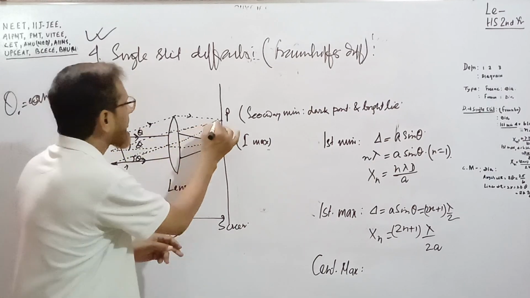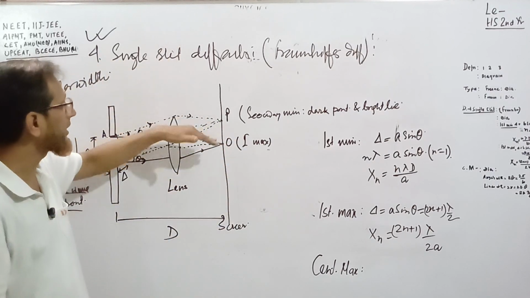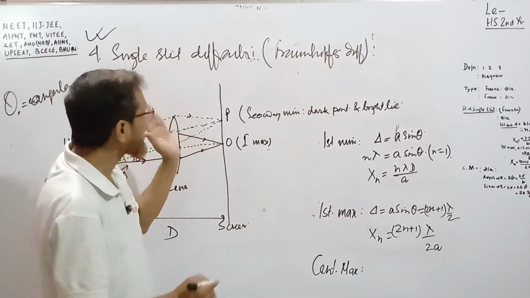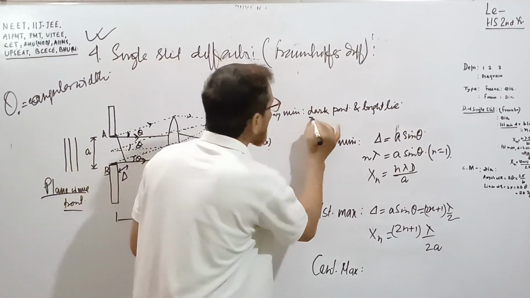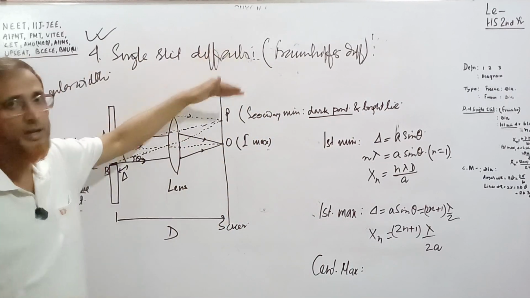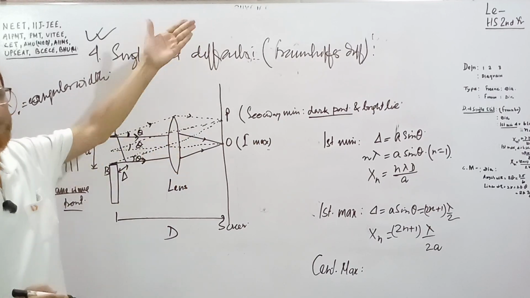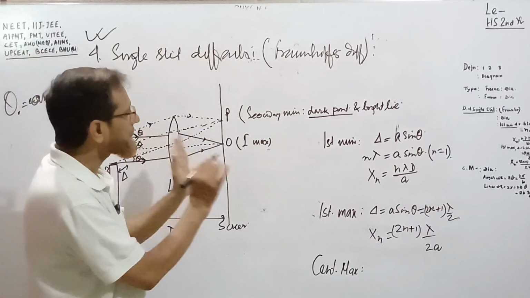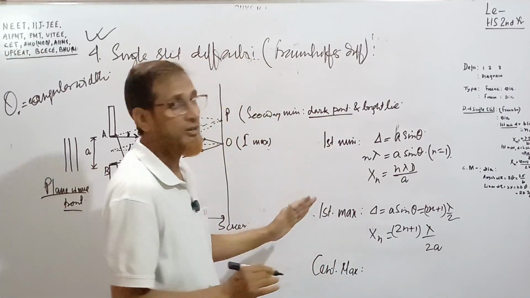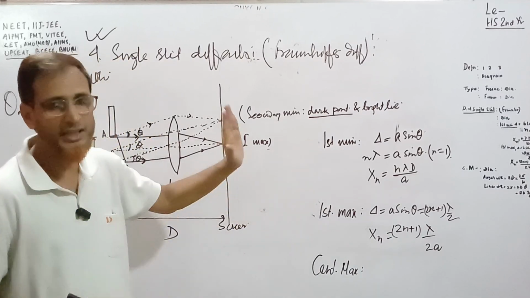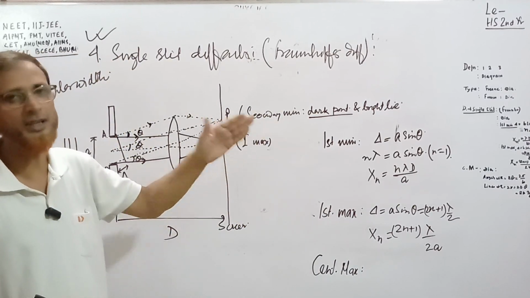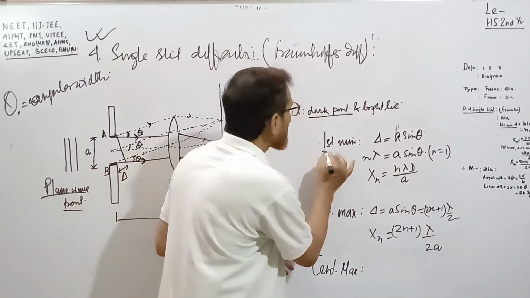So here this is the point. In this way we will get the point P, and this is assumed here as the first dark point. In this way there is a bright point and a dark point, a bright point, and that first dark point is called the first minima or first secondary minima.